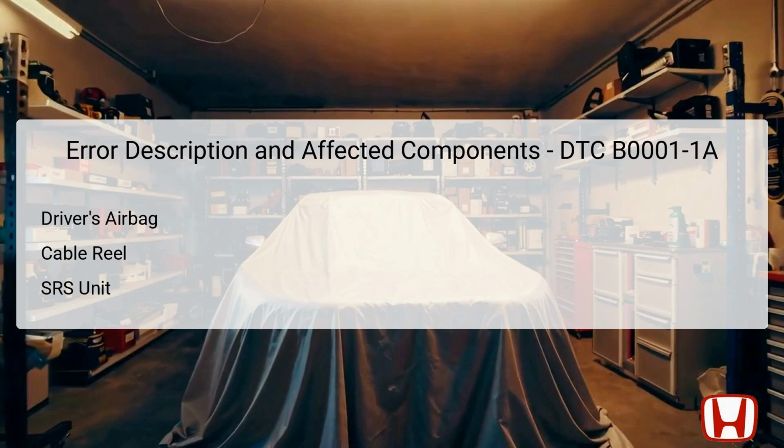The SRS unit, often referred to as the airbag control module, processes the signals from various sensors to determine when to deploy the airbags. If any of these components fail or have reduced resistance, it may lead to the DTC being triggered, indicating a need for inspection and potential replacement.